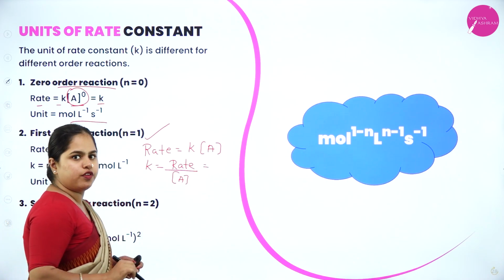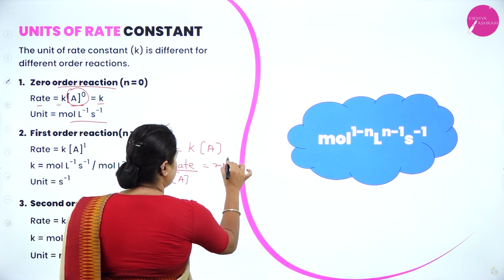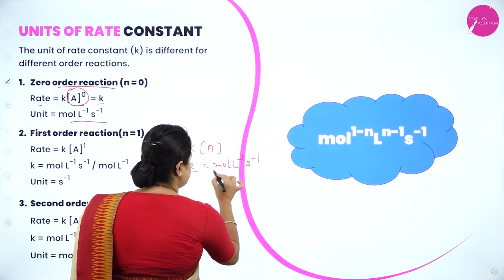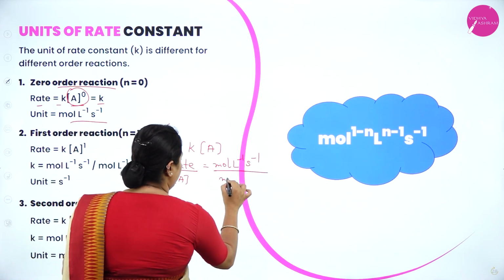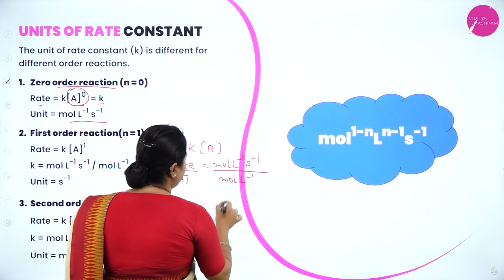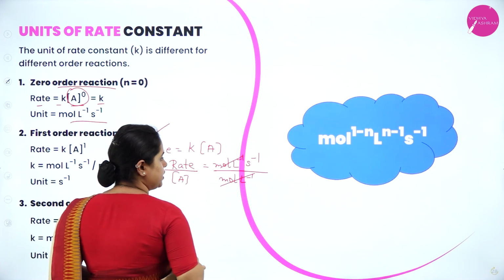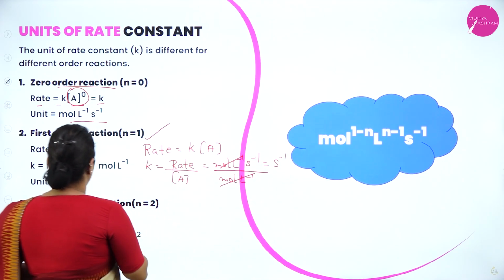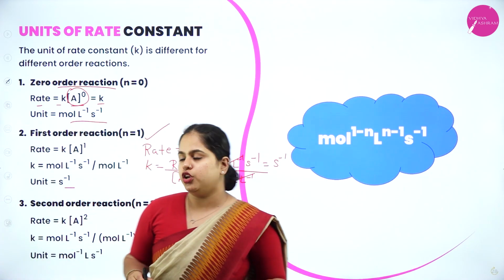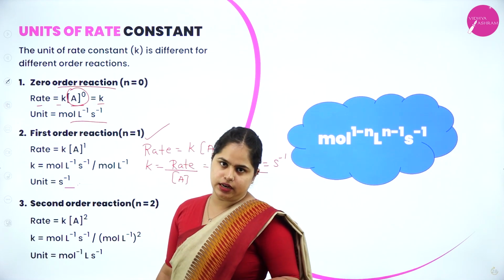So what is the unit of rate? You already know, that is mole liter inverse second inverse, divided by the unit of the concentration term, which is mole per liter, or mole liter inverse you can write. So you have a mole liter inverse here and a mole liter inverse here, which get cancelled. So what is remaining? You have second inverse. So for a first order reaction, the unit of the rate constant is second inverse, right?